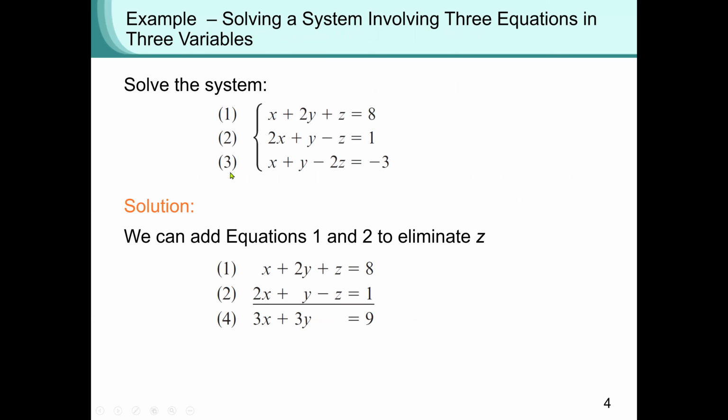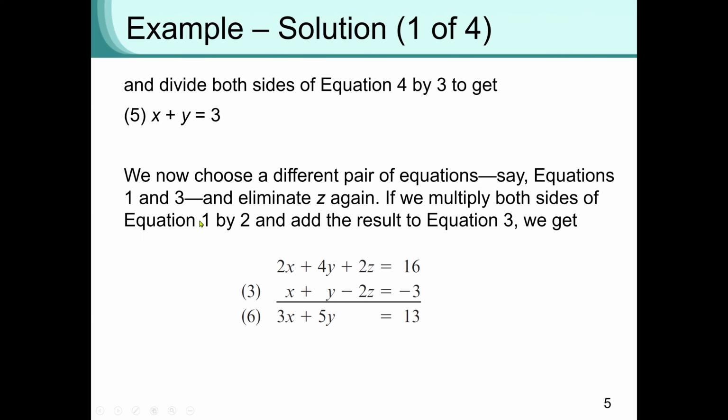So you can see in equations 1 and 3, we have plus z and minus 2z. Let's multiply the first equation by 2 so that we get plus 2z and minus 2z will cancel. That's why we say we have multiplied the first equation by 2. So 2 times x will give us 2x, 2 times 2y will give us 4y, 2 times z will give us 2z, and 2 times 8 will give us 16.